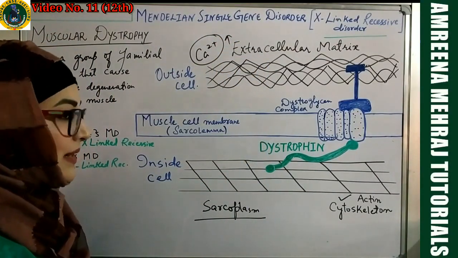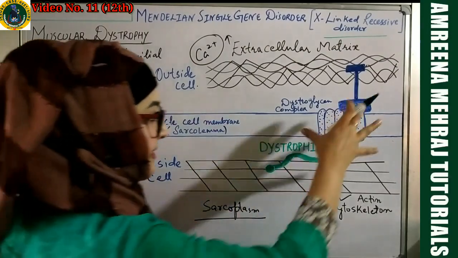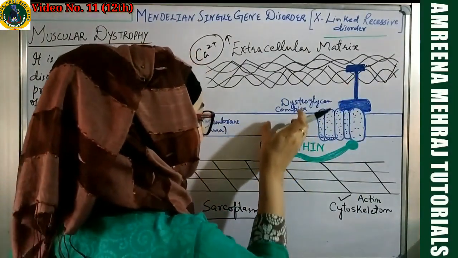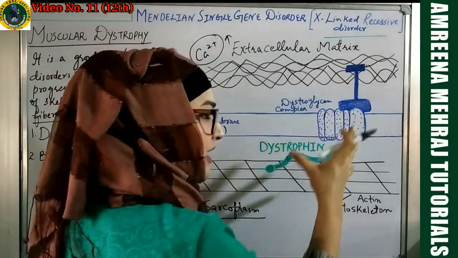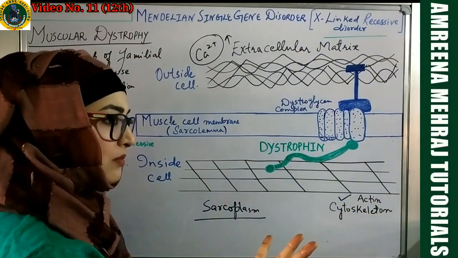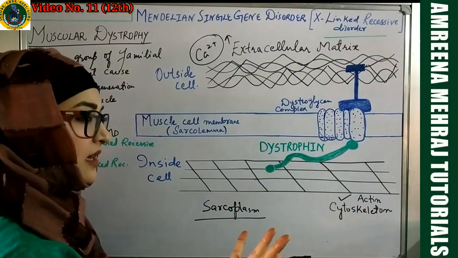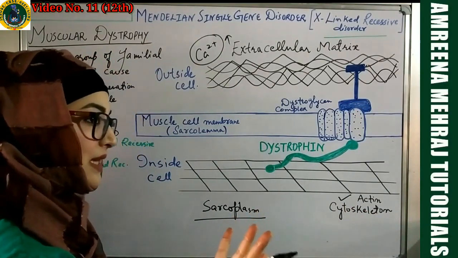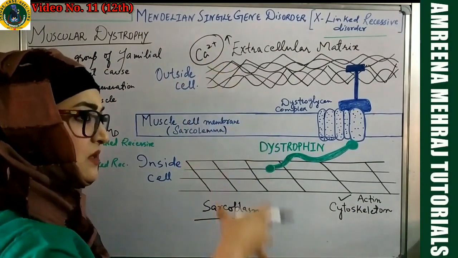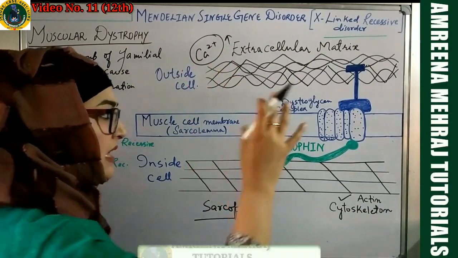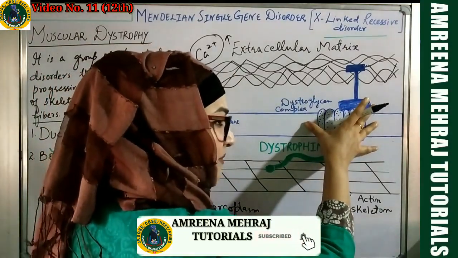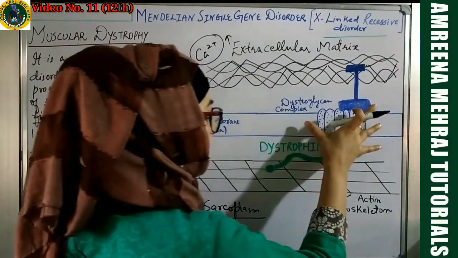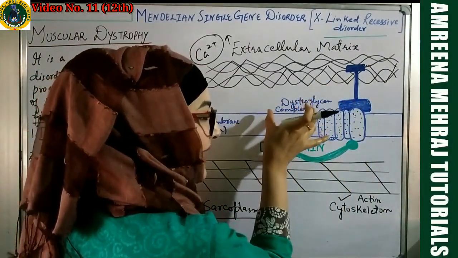Now, my dear students, what else you get to notice over here is this complex. This is a proteinaceous complex which is present in the muscle cell membrane. Like in your class 11th endocrinology, you must have studied the receptors present in the cell membrane, like the GPCR receptors or the protein tyrosine kinase receptors, which are embedded in the plasma membrane. Similarly, over here you have a glycoprotein complex, a proteinaceous body embedded in the sarcolemma. This complex is called the dystroglycan complex.